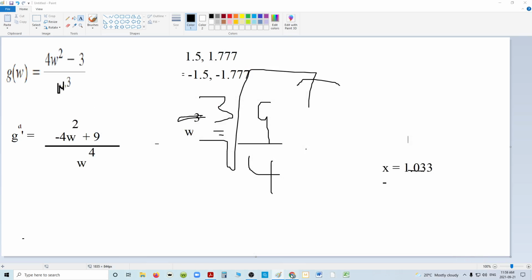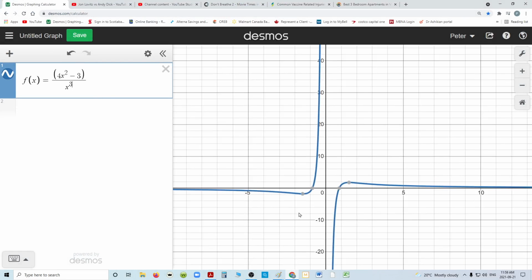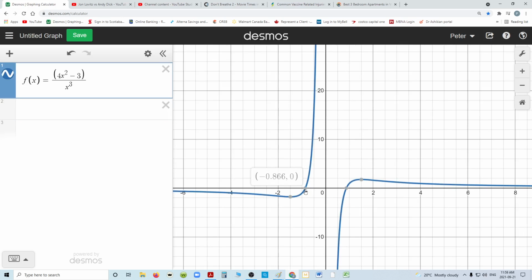w to the cube. X to the cube, rather. So at least we guessed correctly what would happen. Let's find out when this is equal to 0. Well, we can just do it. There's the points that we felt were the x-intercepts. There are indeed the max-mins that we said were 1.5 and 1.4.